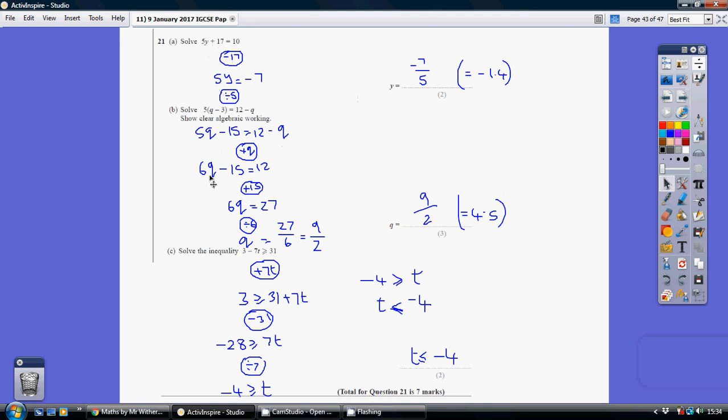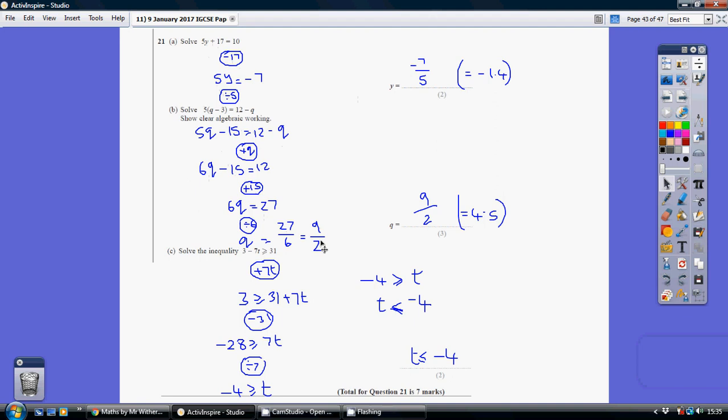Now my q's are on the left, I want all my normal numbers on the right. So to undo this minus 15, I'm going to choose to add 15 to both sides. So I get 6q equals 12 add 15, which is 27. So I've now got q times 6. How do I undo this timesing by 6? I divide by 6. So q equals 27 over 6, which simplifies to 9 over 2.